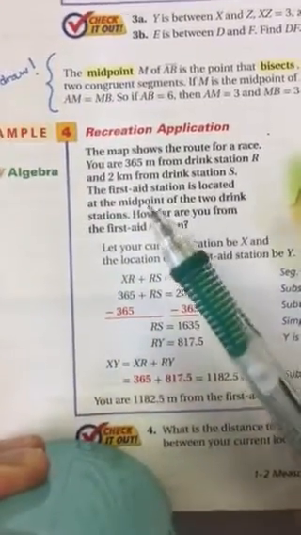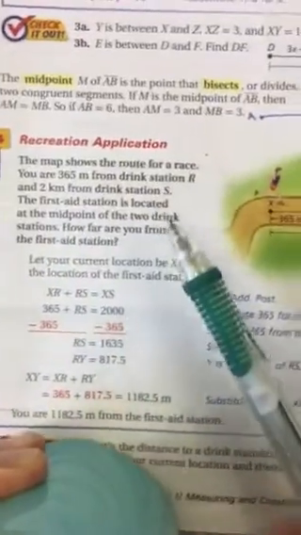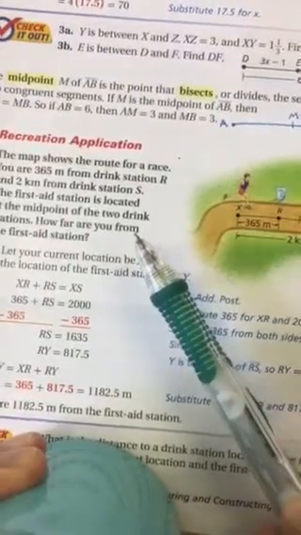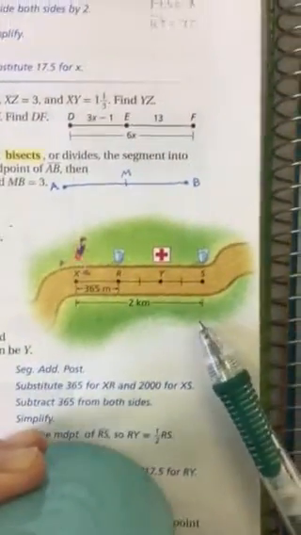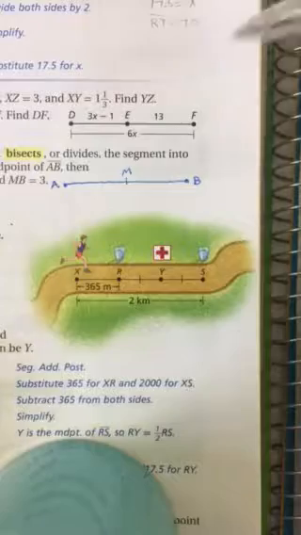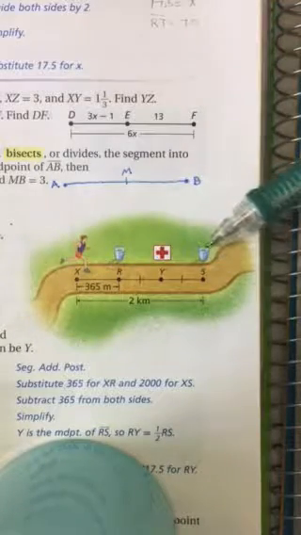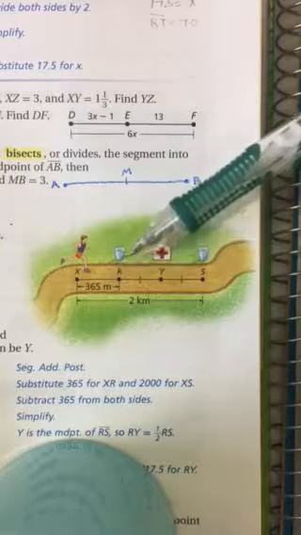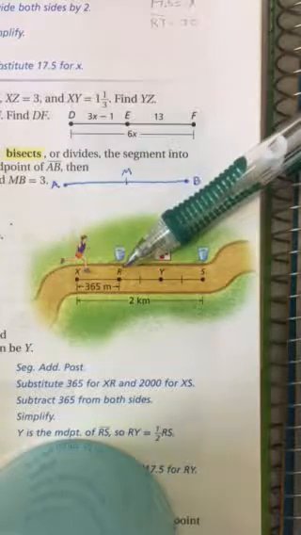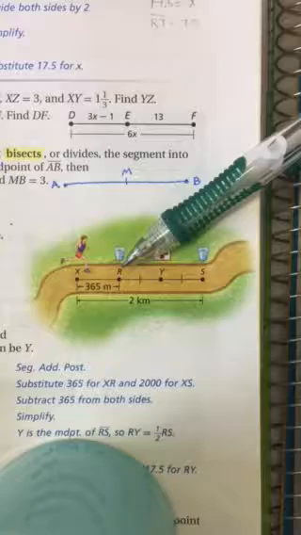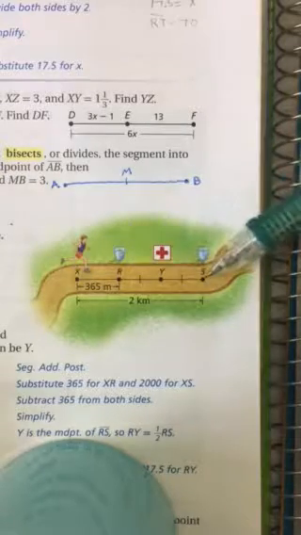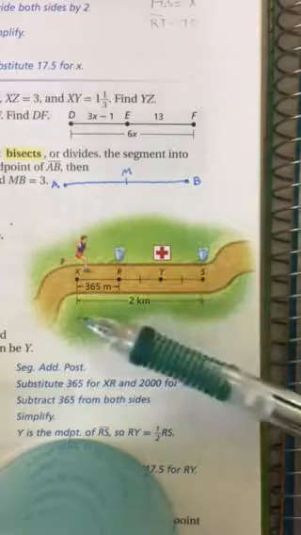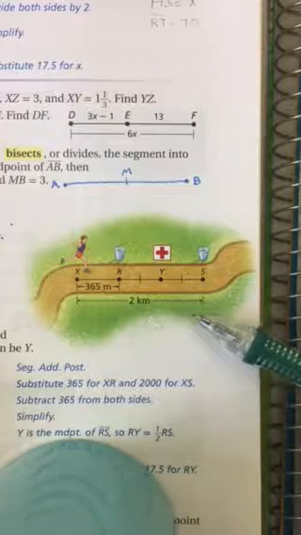All right, so example 4 says, and I think what I'll do is let you look at the map and I'll read the problem. The map shows the route for a race. You are 365 meters from the drink station R. So here's you, here's drink station R. You're 2 kilometers from drink station S. Here's drink station S, and here's the diagram showing that you're 2 kilometers from it.